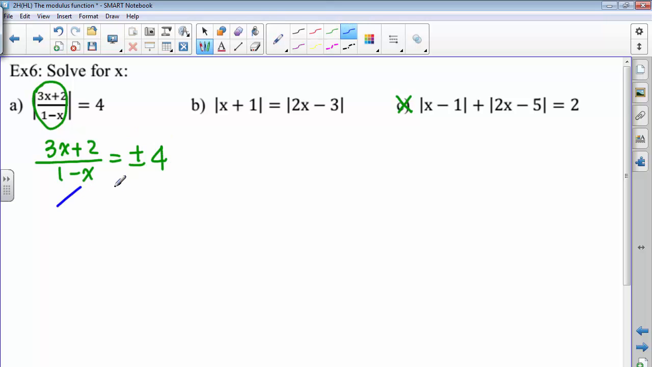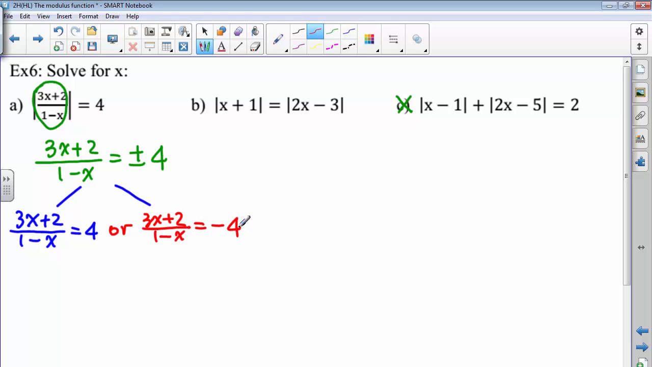So I will get two rational equations. One is 3x plus 2 over 1 minus x equals positive 4. Or the other one is 3x plus 2 over 1 minus x equals negative 4. Now let's solve these two rational equations. When we solve two rational equations, we multiply both sides by the denominator. So this blue equation will become 3x plus 2 equals 4 times 1 minus x.